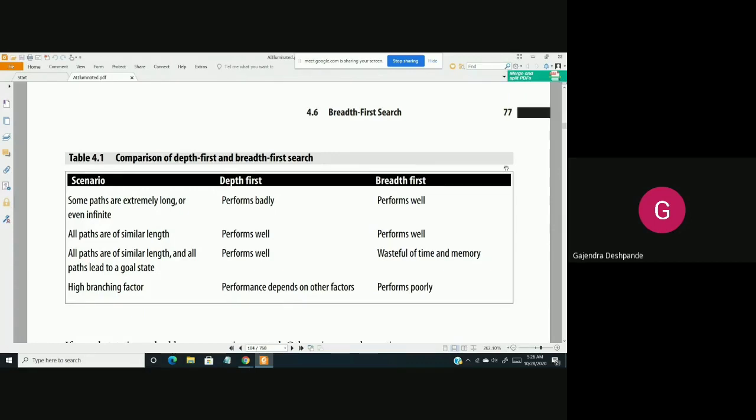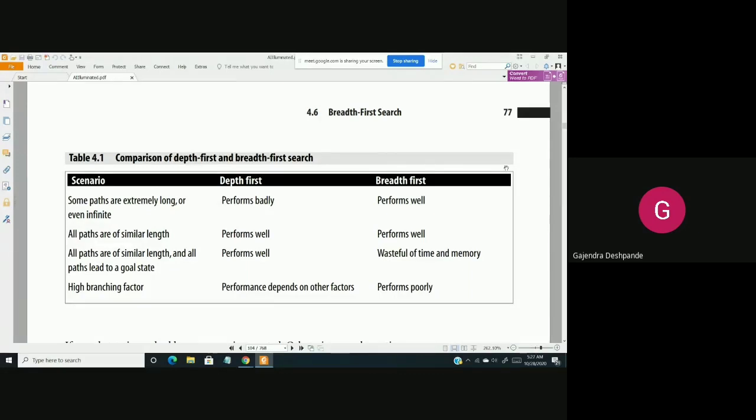The next case: all paths are of similar length and all paths lead to the goal state. In this case, DFS will perform better. Why? Because your goal node may be present on the leftmost part of the tree. In that case, you will get the solution in the first step only. That means your first path itself is the result, so it will always perform better.